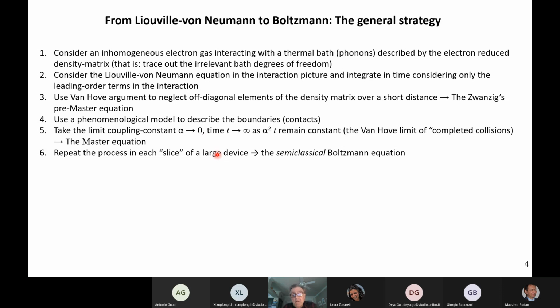We will slice the device into several sections, each section small enough to have a collisional operator of the master type, and then we'll stitch together the slices, making some assumption about incoherence between transport among various slices, or I should say between adjacent slices. And this will lead us to the Boltzmann equation. So it's a long process.